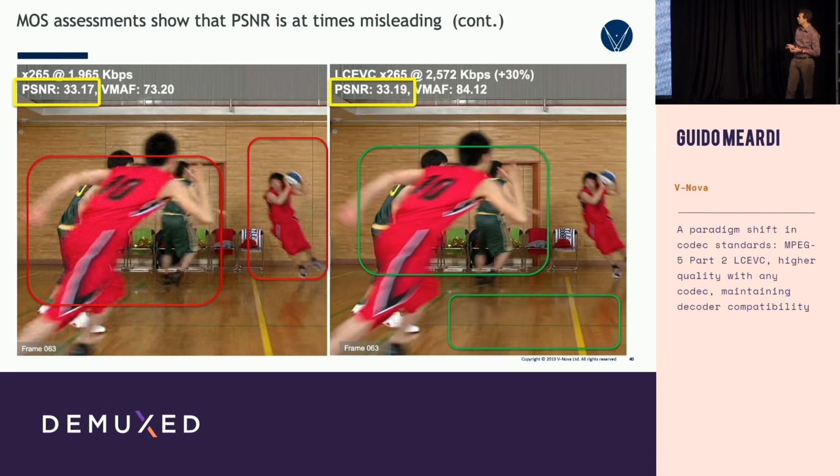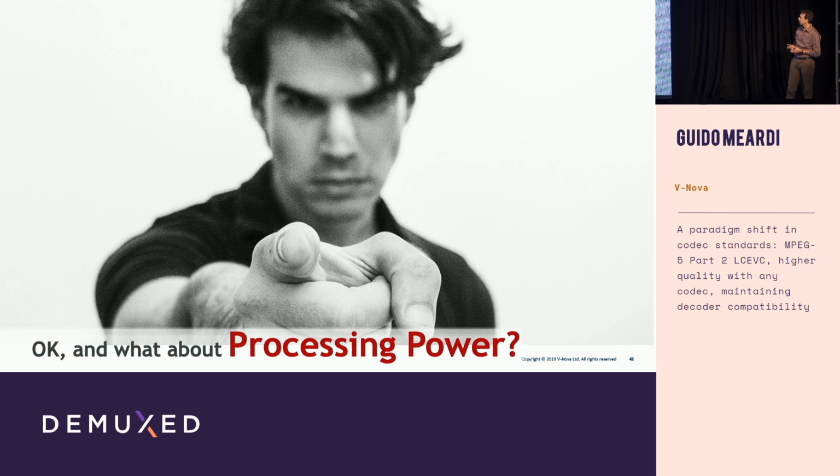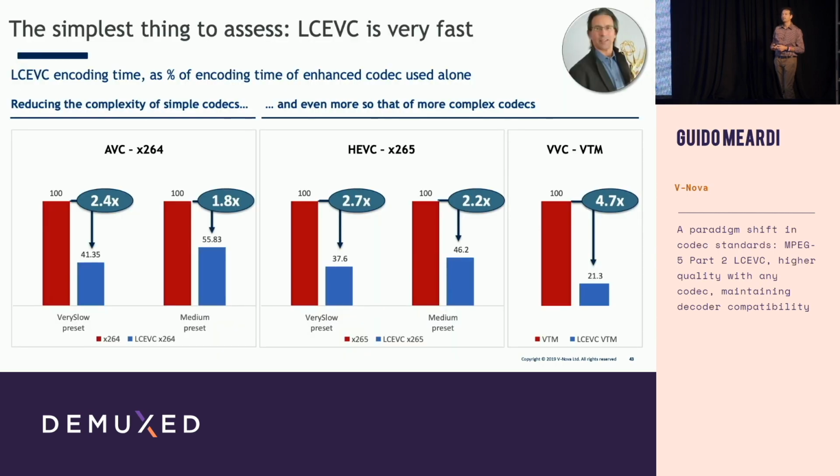Other metrics are also recommended, and definitely MOS assessments should always be king, at least until we understand more about the behavior. So what about processing power? That's definitely the easiest thing to measure. If there's one thing that is super easy to assess, it's that LCEVC is very, very fast. And remembering what David was saying, it would be great to have a 2x with the same compression efficiency. Here we're talking about much more than 2x.